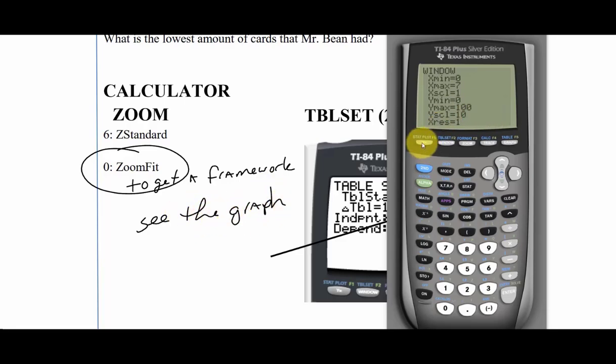So if you ever put a graph in here and you hit enter and you graph it and there's nothing there and you're not sure what points you should be using, use Zoom Fit and then it'll show you the graph, and then just change the numbers to what you're looking for. All right, so this isn't a be-all, end-all, but at least it gets you to see the graph. This is probably the most important thing right here.